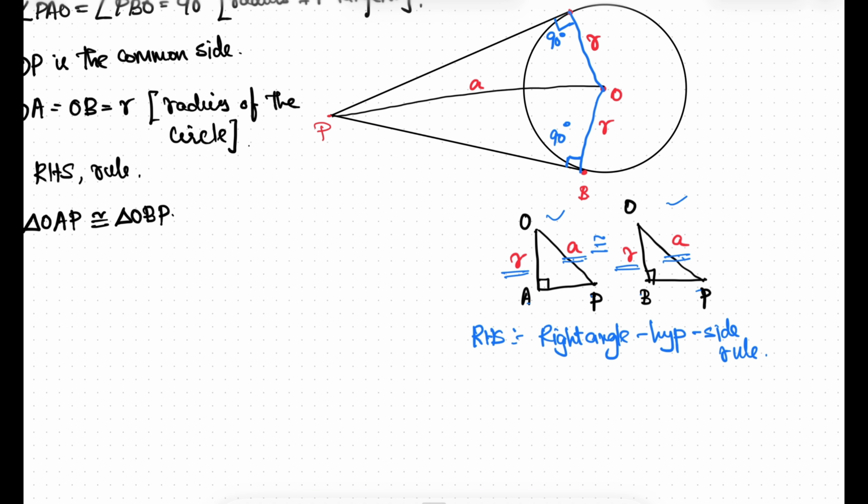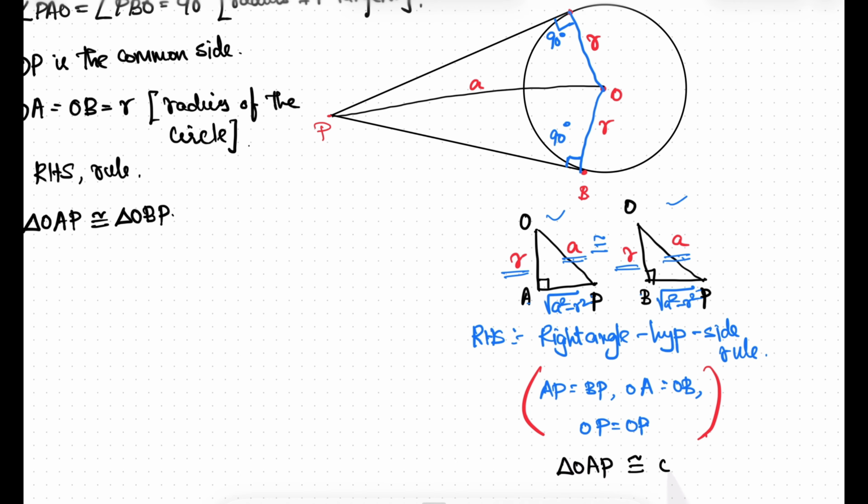That is something that we already know. Now how is AP equal to BP? Simple. If I apply the Pythagoras theorem, it is going to be the square root of A square minus R square, and here it is also going to be the square root of A square minus R square. So AP is equal to BP, OA is equal to OB, and OP is equal to OP in both the triangles. So I can say that triangle OAP is congruent to triangle OBP. This is known as your congruence rule.